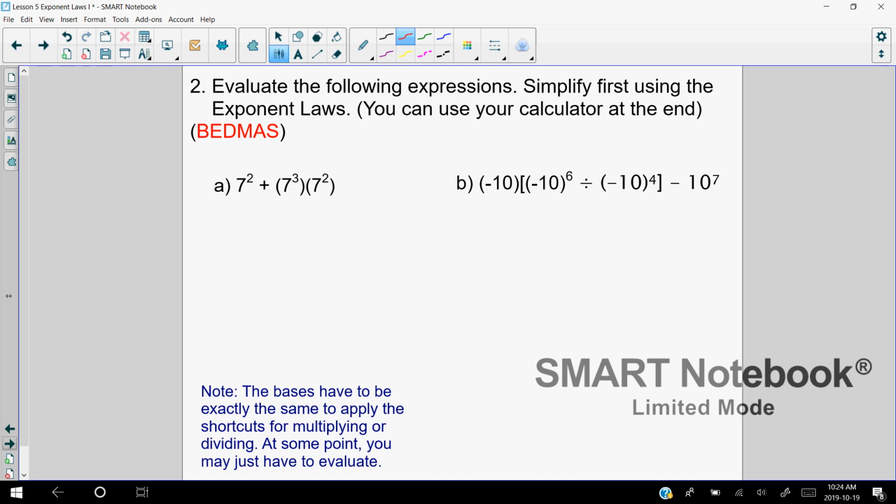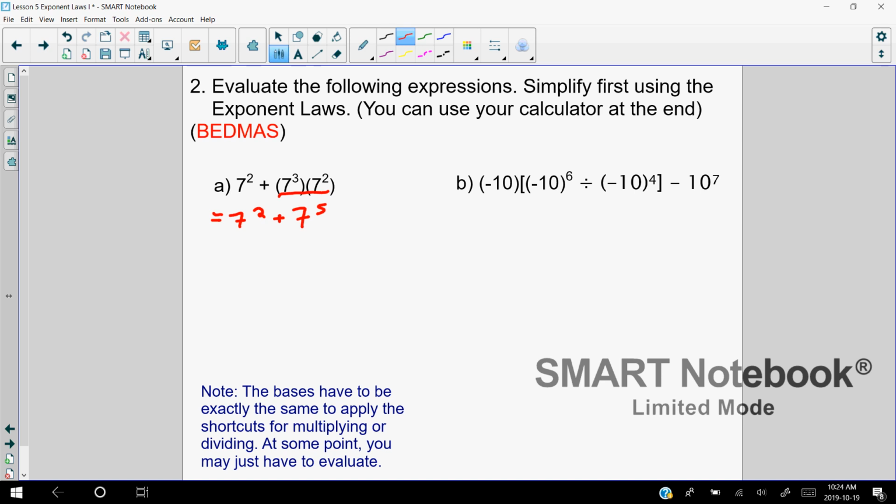I'm going to skip the brackets portion because there's still an individual number with an exponent in it. You could figure out what 7 to the power of 3 is and 7 to the power of 2 is and then multiply them. However, instead, we are going to use exponent laws. So I'm going to multiply those: 7 to the power of 2 plus 7 to the power of 5. Bases are the same, which means I can add the exponents.